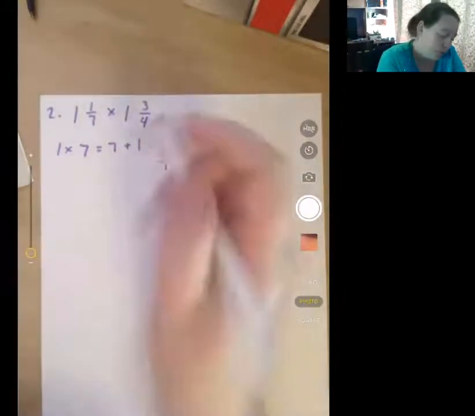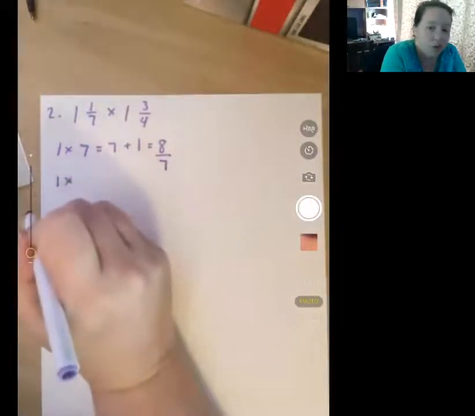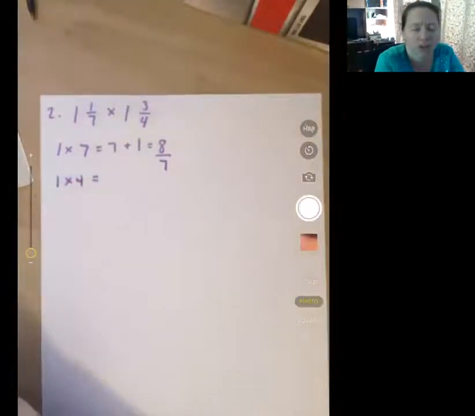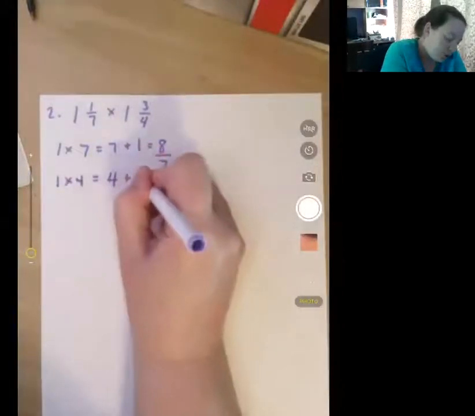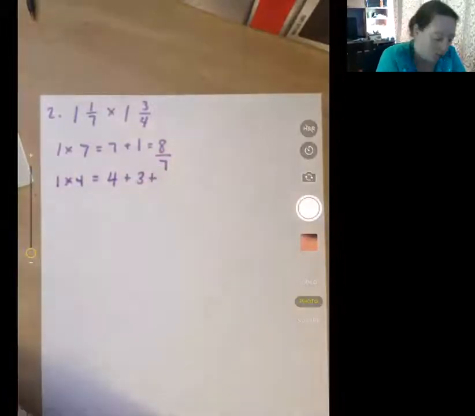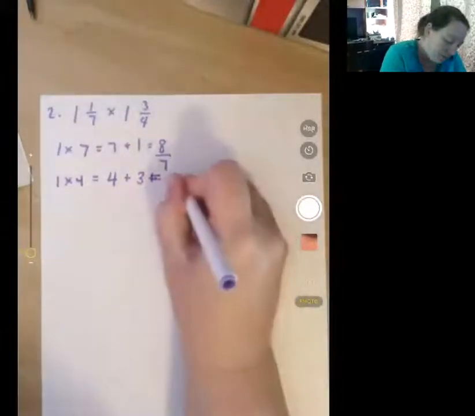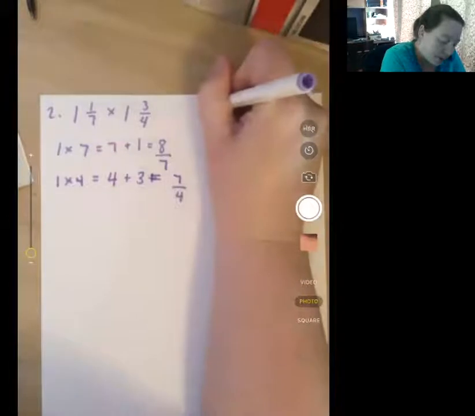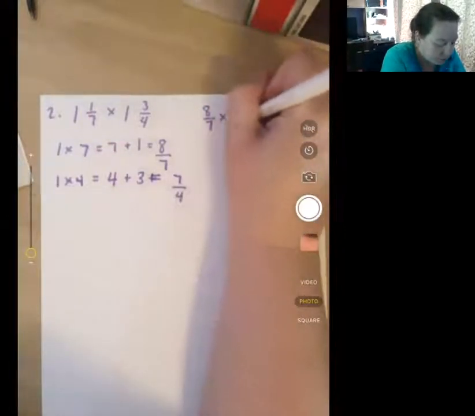Next one. For 1 and 3/4, the whole number is 1, times the denominator, which is 4. 1 times 4 is 4, plus the numerator, 4 plus 3 equals 7. So I have 7/4. So our problem ends up becoming 8/7 times 7/4.